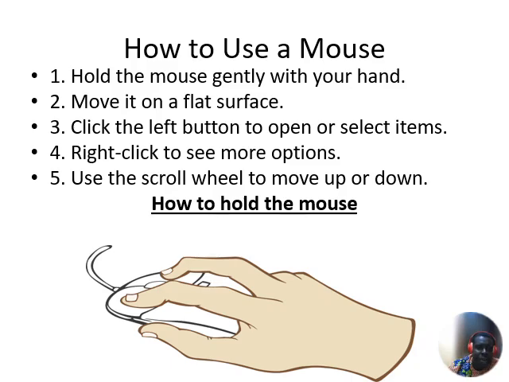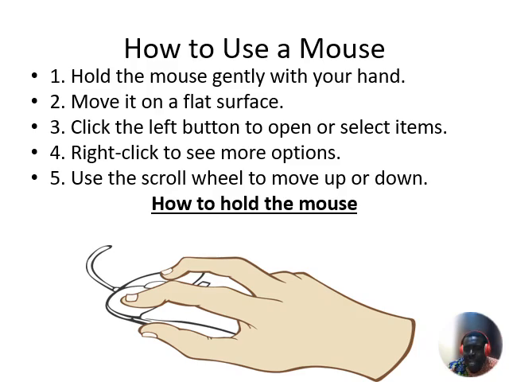So hold the mouse gently with your hand. Move it on a flat surface, usually a mouse pad. Click the left mouse button to open or select an item. Right click to see more options, and then use the scroll wheel to go up and down. Beautiful. So I think that's how we hold the mouse.